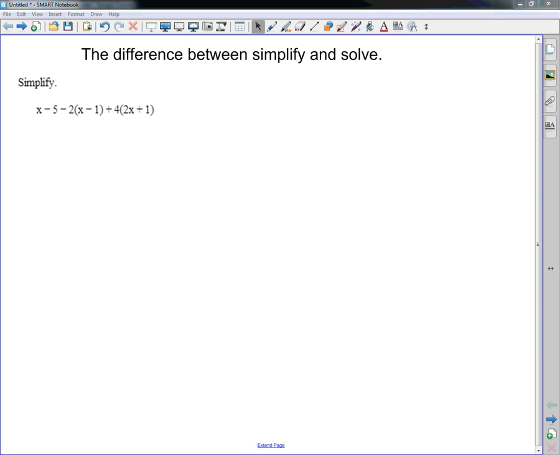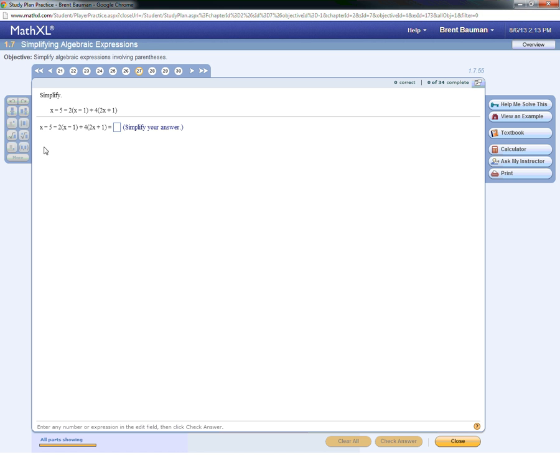Hello class, today we're going to look at the difference between simplifying a problem and solving a problem. The first one here is asking us to simplify. In your study plan, this is section 1.7, number 27. Notice that in our original problem there isn't an equal sign. When simplifying a problem like this, we distribute the values in front of the parentheses and then combine the like terms. Let's go ahead and look at that.